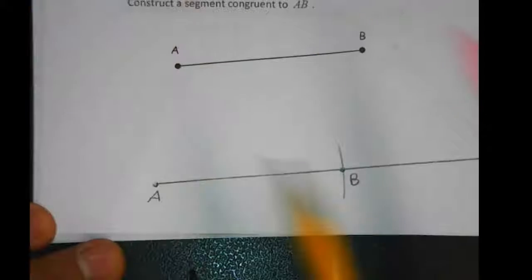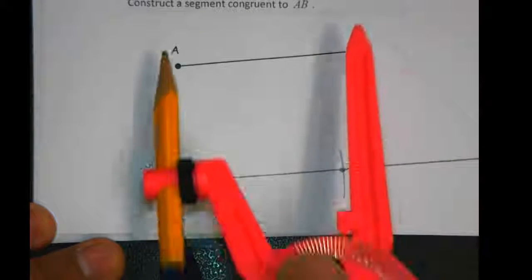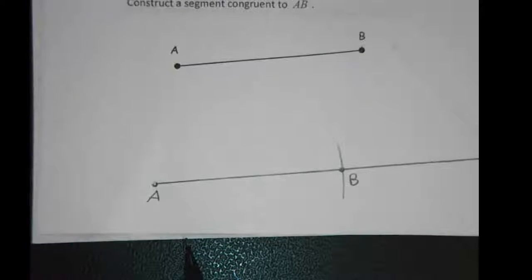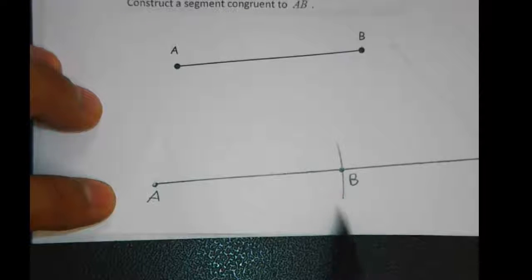Now, don't they look the same? I measured it here, I marked it down here. They should be the same length. And I didn't have to use inches or centimeters to do it. So what am I looking for when you construct this? I'm looking for a line, I'm looking for the second mark, okay?